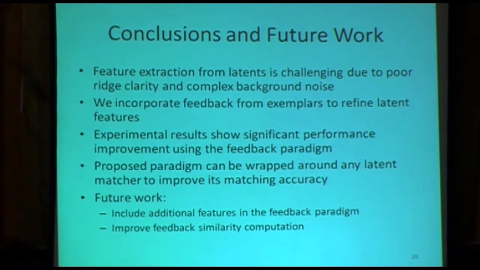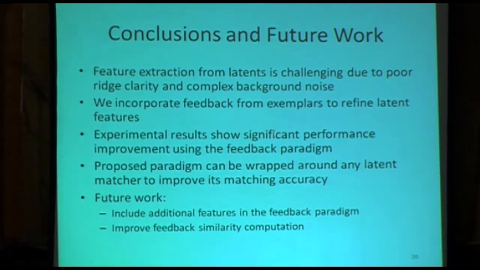Okay. So finally, to conclude my presentation, I just want to summarize the whole thing. The first important point to note is that feature extraction from latents is really challenging, as I showed in some of the earlier examples. This is probably because there is poor ridge clarity and complex background noise. So what do we do to handle it? We incorporate feedback from exemplars to refine latent features, and this improves the accuracy.